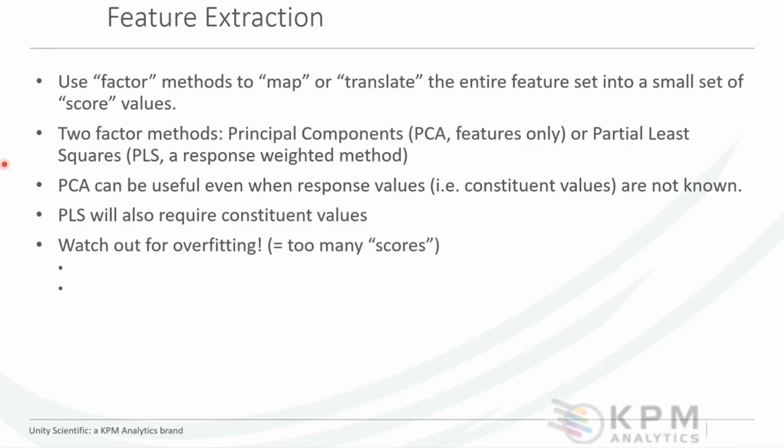Okay, there are two different factor methods that we widely use. The first one is principal components, PCA, principal component analysis. This is useful, especially when you've got features or wavelengths only. With a PCA method, we are looking at your spectral variation only, and we are mathematically reducing it. We also use partial least squares, PLS, and this is a response-weighted method that takes into consideration also the variability in your constituent values. So PCA can be used even when response values, constituent values, are not known, but PLS does require constituent values.